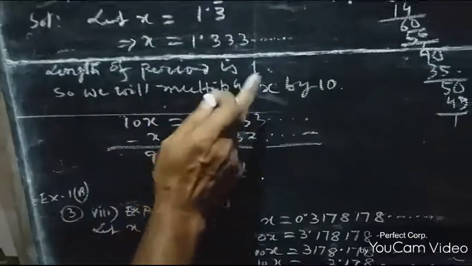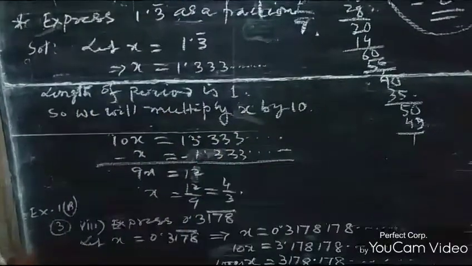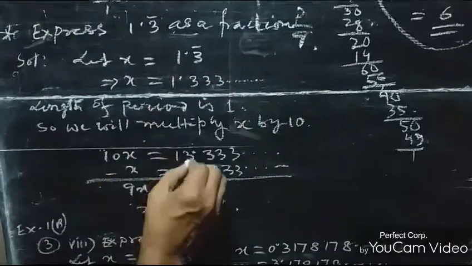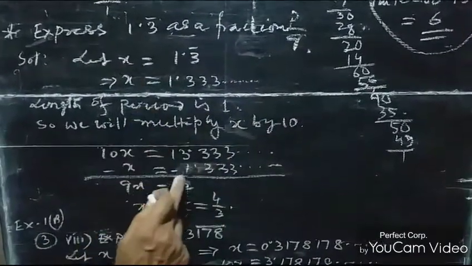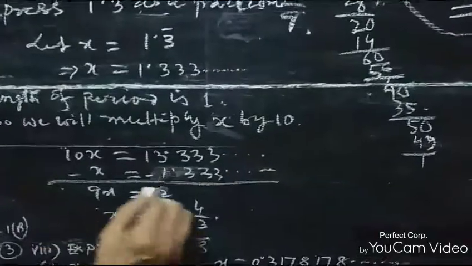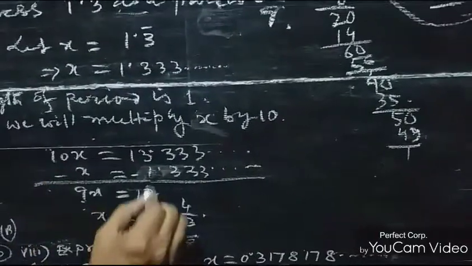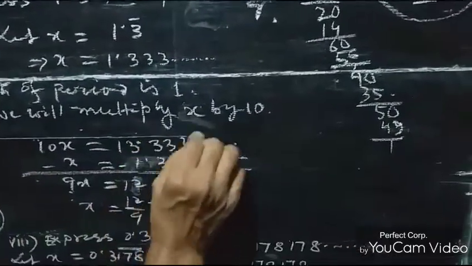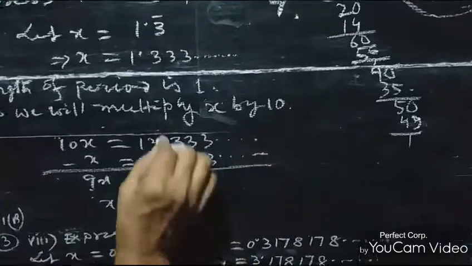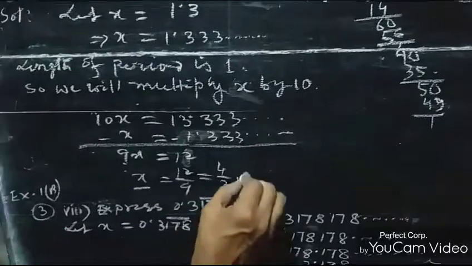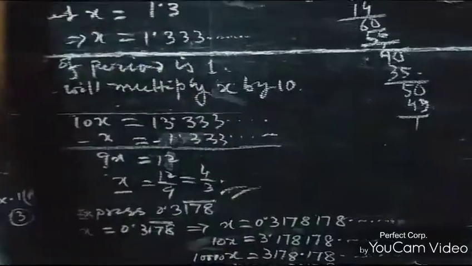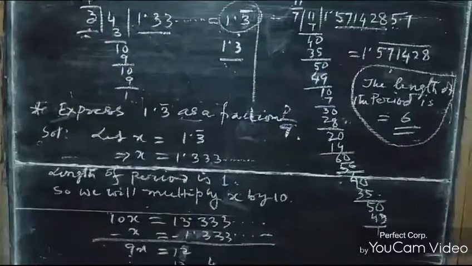So we need to multiply x by 10. So 10x comes to 13.3333, and x is 1.3333. If I now subtract, 9x comes, and this recurring part is wiped out. So here it is 12. So x equals 12 by 9, which is 4 by 3. And this is the number we started with; we have just done it the other way.